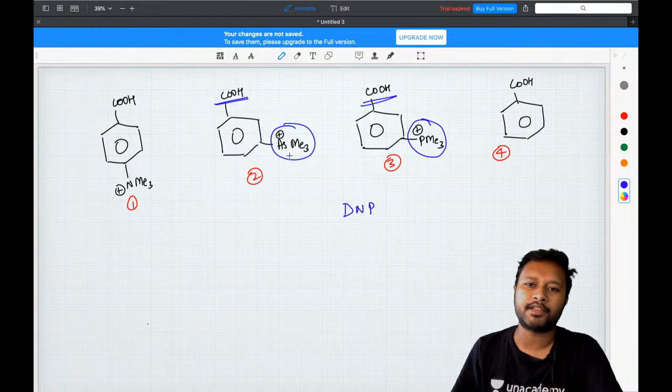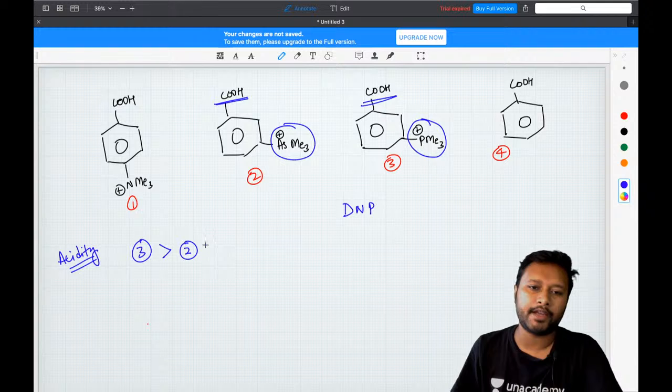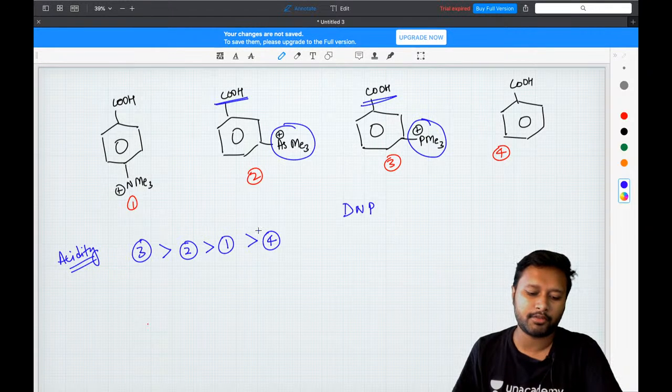Once the distance is the same, you look for the number. The number is also the same, both of them are 1 and 1. Now look for the power. The more electronegative one, phosphorus, applies more minus I effect, which stabilizes the COO minus and makes 3 more acidic. So the acidity order I am writing: 3 is more acidic, then 2, then 1, and the least acidic is 4. This is the order of acidity for the given molecules. That's how we do it.